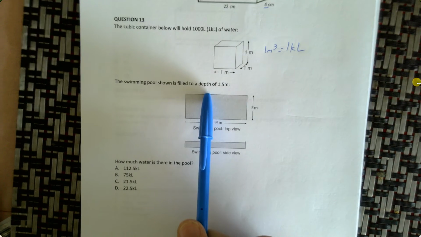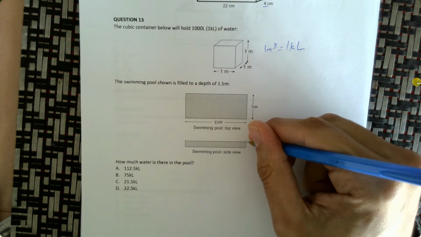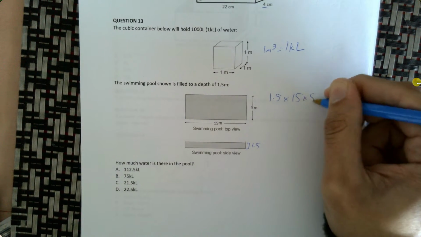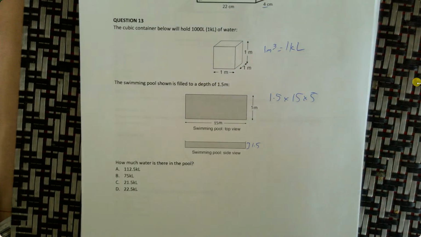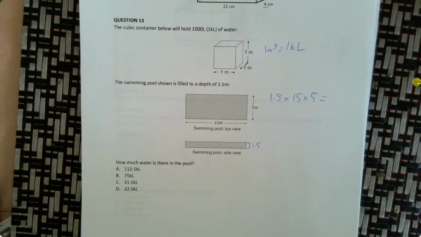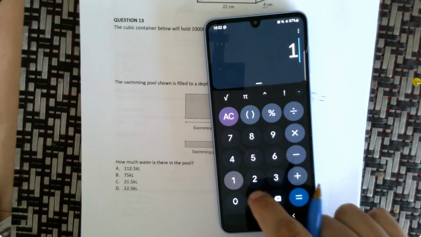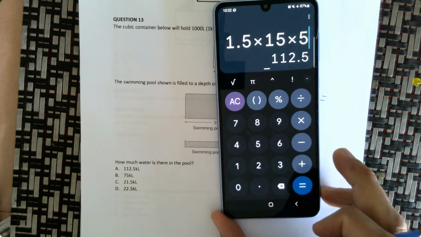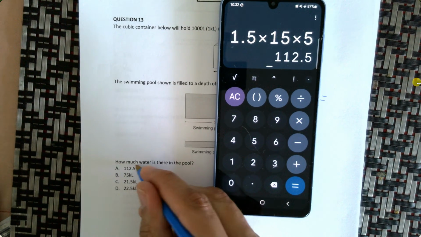Swimming pool has a depth of 1.5, and these are the other measurements. So that means that this is 1.5. So that means that you're going to have 1.5 times 15 times 5. Okay, and that gets you your answer. They're the three dimensions I needed. 111, 112.5, 112.5.